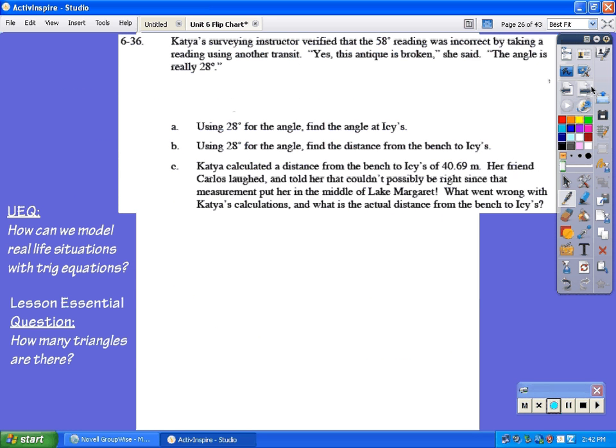6-36. Katya's survey instructed her to verify that the 58 reading was incorrect. The angle is actually 28 degrees. So using 28 degrees, can we find the angle at Ices? Let me redraw my diagram. Here's Katya, Camilla's sister, Ices, and Derek's.